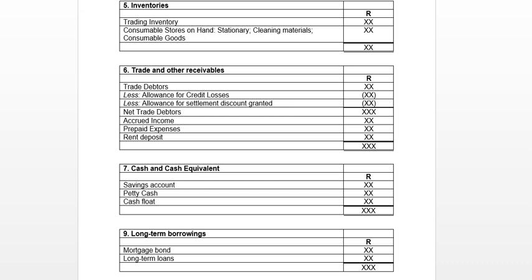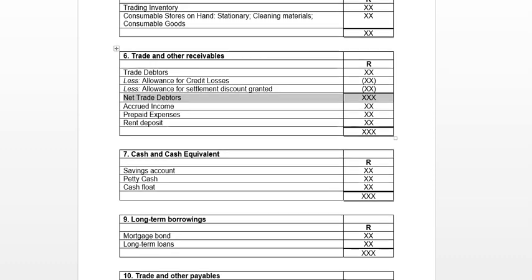Okay, and then our trade and other receivables. For that, we've got your trade debtors, so people who bought from you on credit. We need to adjust it for our allowance for credit losses. We're going to adjust it for our allowance for settlement discount granted, and then that will give you your net trade debtors. And then also added to our trade and other receivables will be your accrued income items and your prepaid expense items. And finally, if there's any deposit, then you'll also add that to your trade and other receivables.